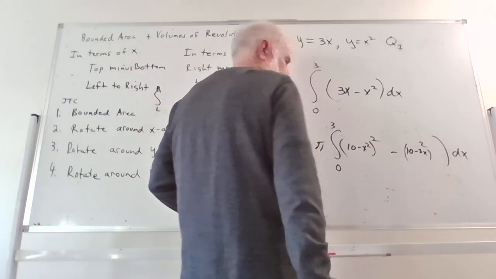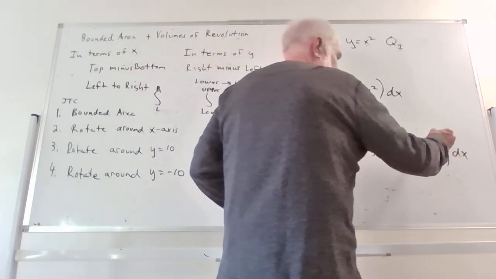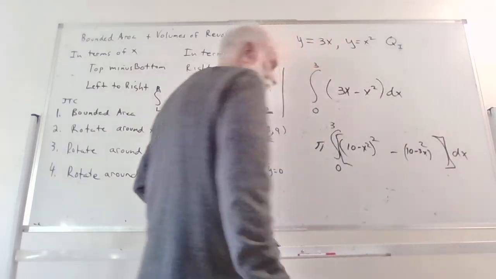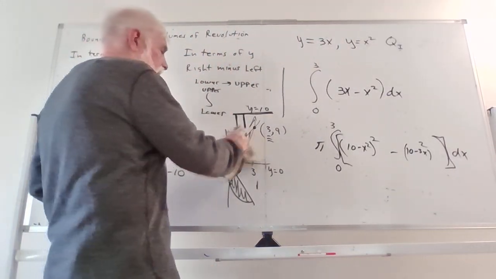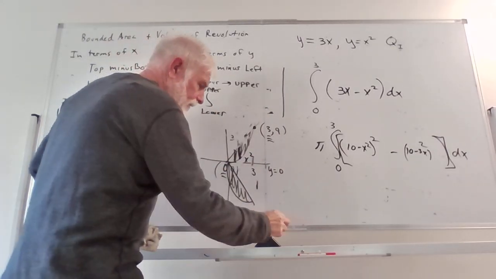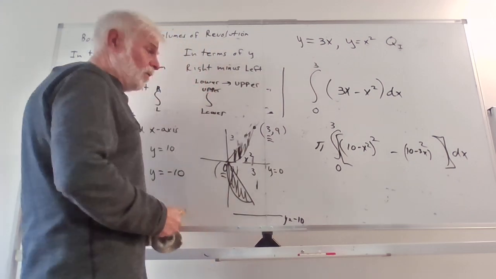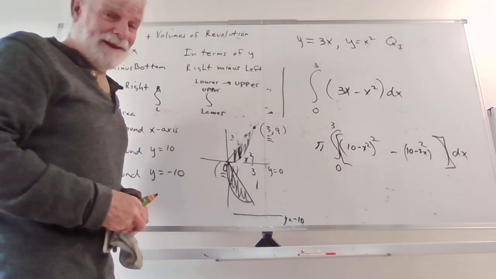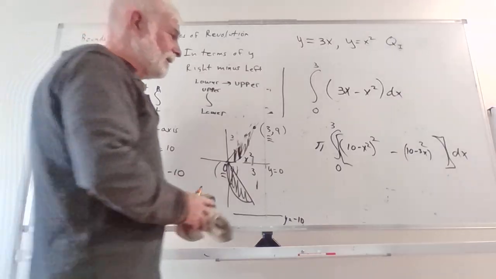I have to square that, and I have to distribute the widths to each of those situations. And that's rotating around y equals 10. Now what happens if I want to rotate around y equals negative 10? Y equals negative 10. Unfortunately, the picture works because I've got 9 units and change coming from x squared and 3 times x.